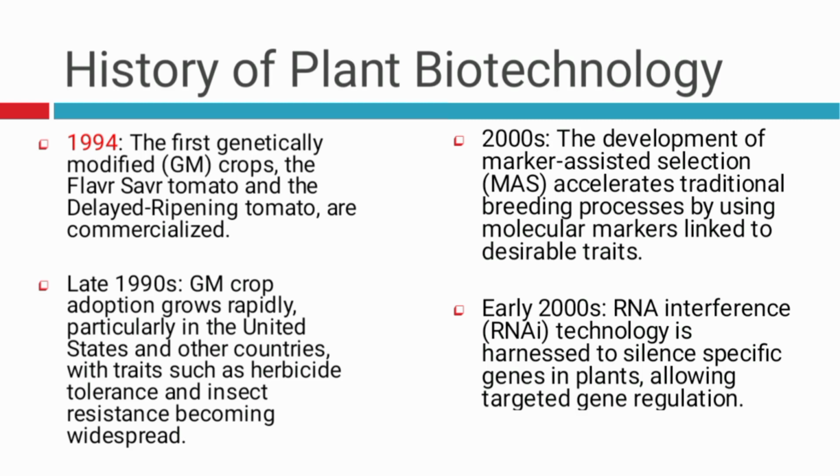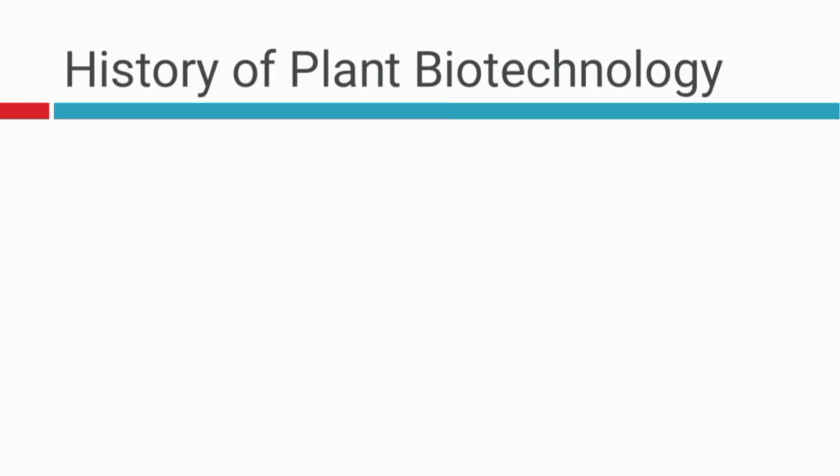Okay. RNA interference technology is harnessed to silence specific genes. So it was RNA interference technology that was used to silence specific genes. And so pick out all the important facts from this page. You can screenshot it, you can jot that information in your notes, okay?